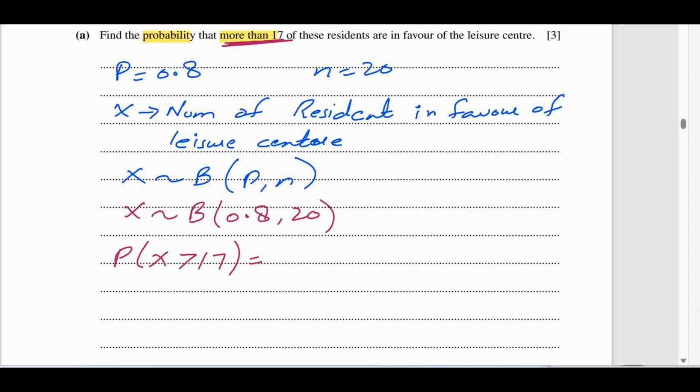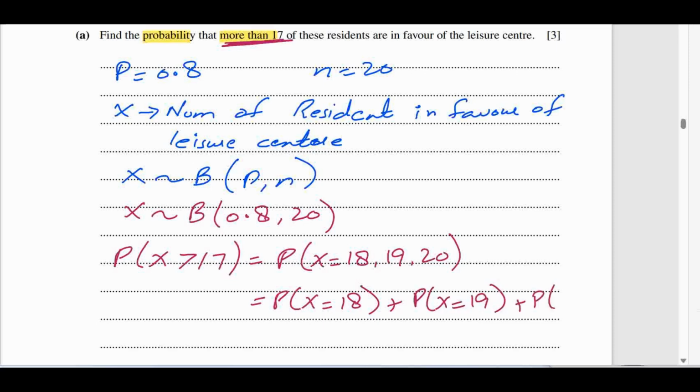अब इसको more than 17 के दो ways है. एक ये है कि आप less find कर लें और उसको 1 में से minus कर दें. Second, the easiest one will be probability of X more than 17 है तो 18, 19 और 20 इन तीनों की probabilities निकाल के इनको हम add up कर लें. So we can write it as probability of X equal to 18 plus probability of X equal to 19 plus probability of X equal to 20.